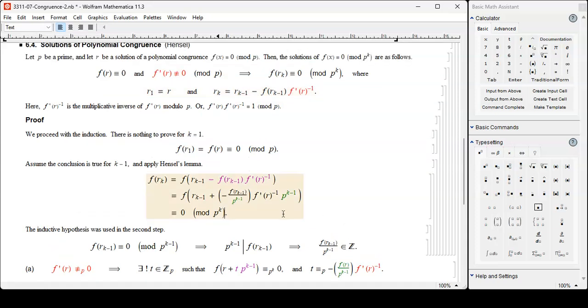Consequently, we have this mod p to the k power, congruent to 0 mod p to the k power, and that's what we wanted.